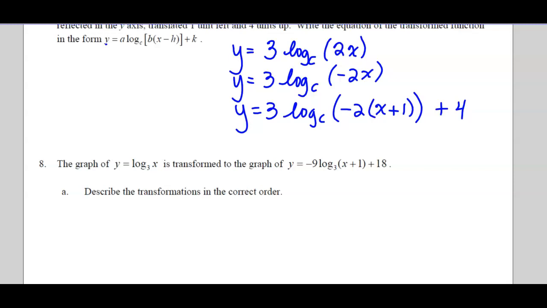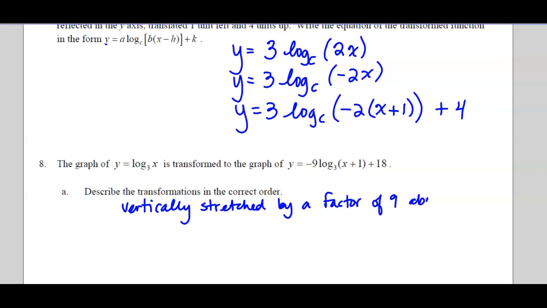Transformations again. So same base. There's only 1 stretch, so vertically stretched by a factor of 9 about the x-axis.